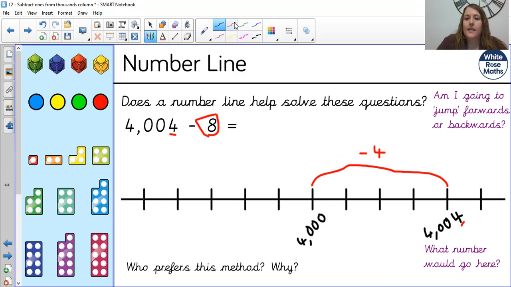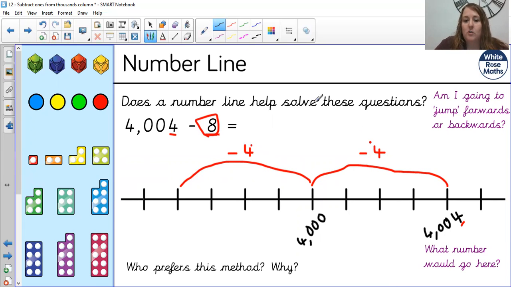Okay, now because I need to still take away 8 in total, I actually need to do another jump of 1, 2, 3, 4. And both these numbers here, this 4 and this 4, is the 8 I've taken away in total. So it's always worth checking. And then you're using your place value and your number bonds to help. So I've got 4,000 and I'm taking away 4.